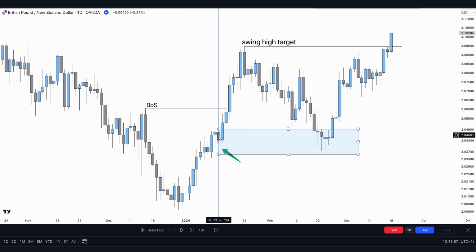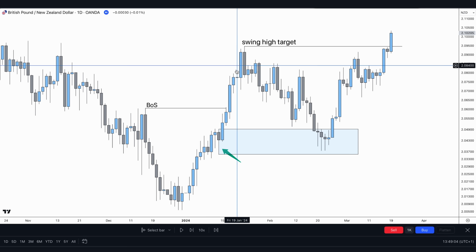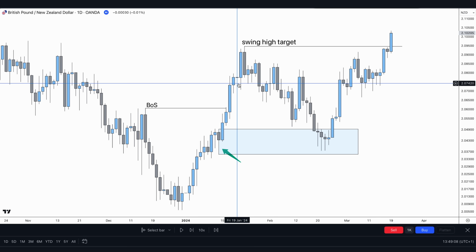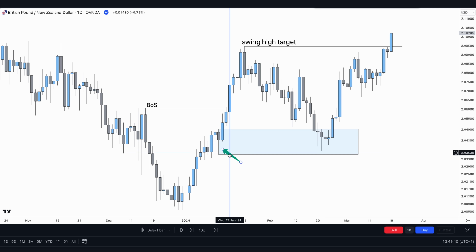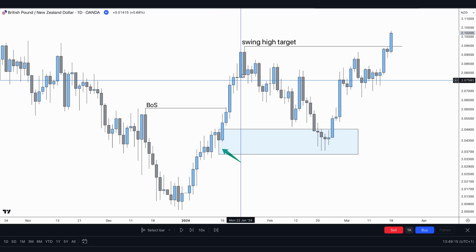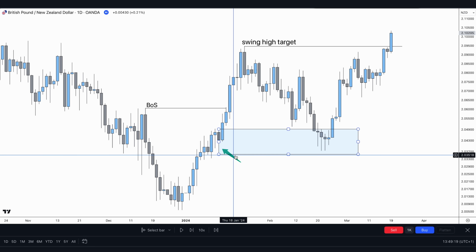The concept behind a demand zone is this was seen as an institutional area of buying, as we can see indicated by the large impulsive move that happened after that. These kind of large movements can only happen from institutional levels of buying. So when we see a consolidation like this, a sideways area before a large movement, we know that institutional traders and firms were buying at this point.